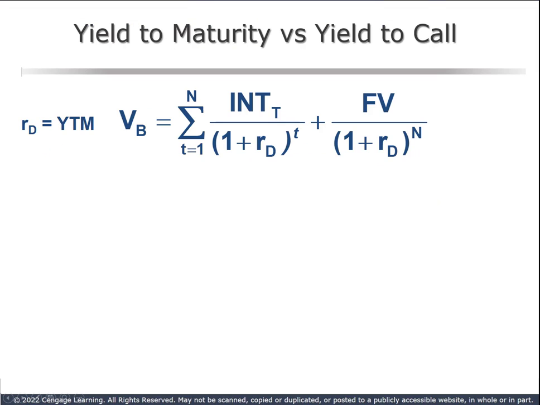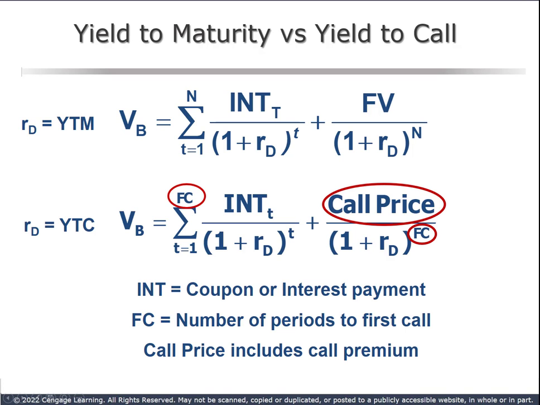In Part A, we focused on solving for yield to maturity, the rate earned if a bond is held to maturity. But what if the bond is callable? It may not remain outstanding until maturity. In that case, yield to call may be a more accurate estimate of the earned yield. We solve for yield to call in the same way as for yield to maturity with 2 changes.